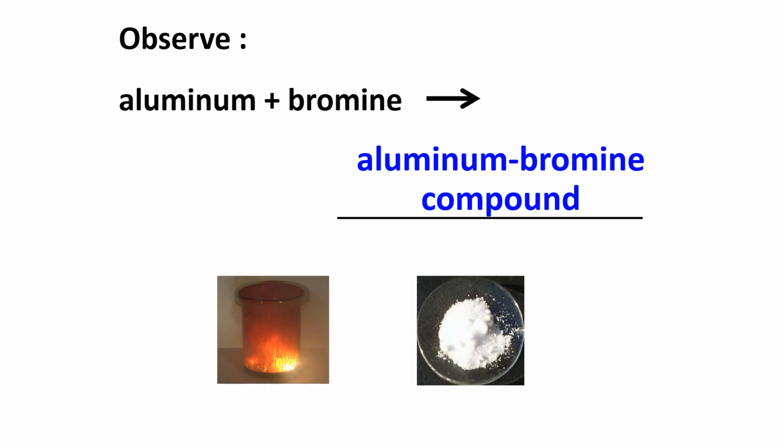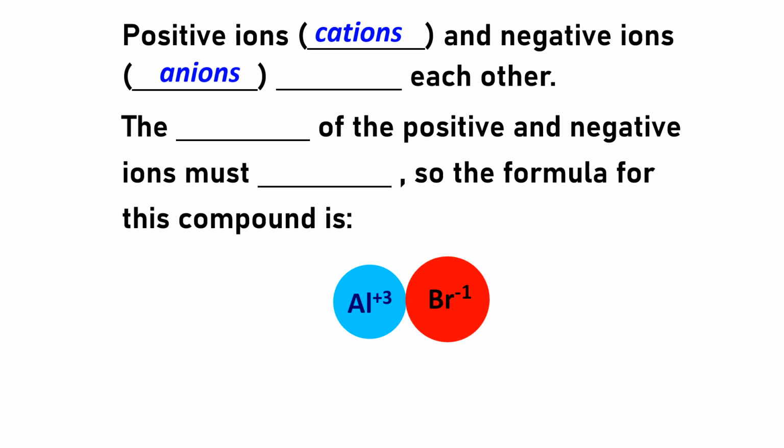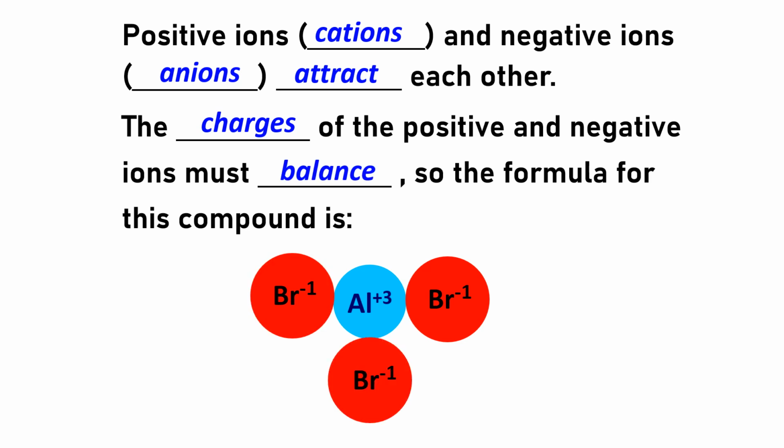To recap, positive ions, which are also called cations, attract negative ions, which are also called anions. The charges of the positive and negative ions must be balanced within a compound. In this case, the aluminum has 3 positive charges and bromine has 1 negative charge, which means we will need 3 bromine to balance out 1 aluminum. Therefore, the compound has a chemical formula of AlBr3.